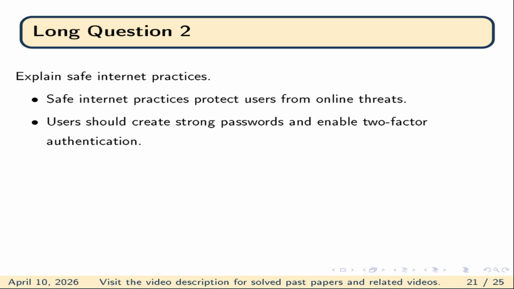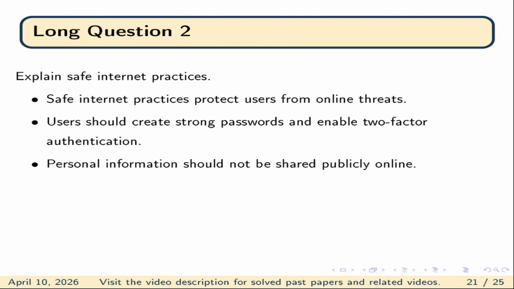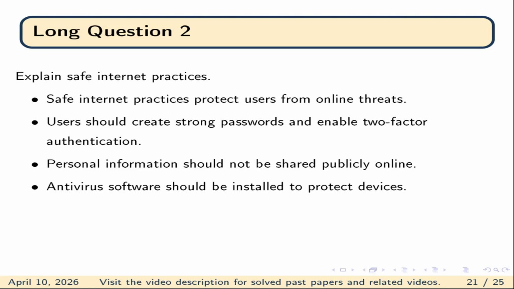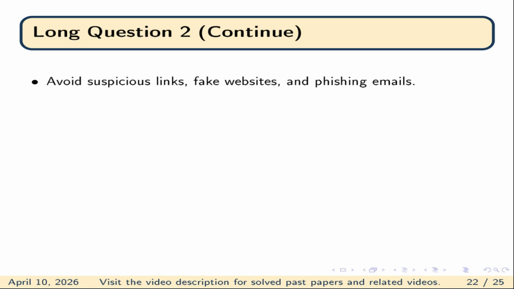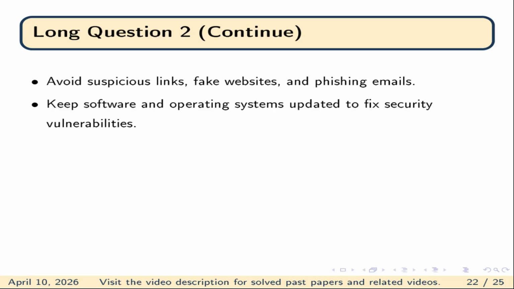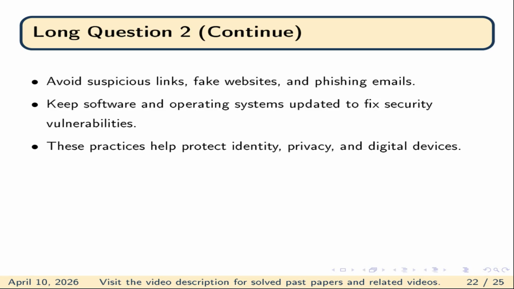Users should create strong passwords and enable two-factor authentication. Personal information should not be shared publicly online. Antivirus software should be installed to protect devices. Avoid suspicious links, fake websites, and phishing emails. Keep software and operating system updated to fix security vulnerabilities. These practices help protect identity, privacy, and digital devices.